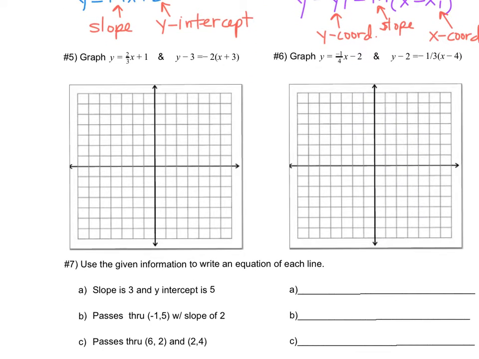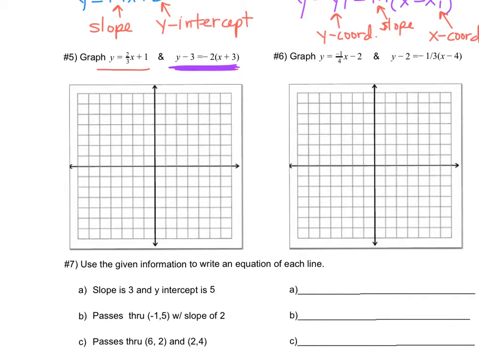So number 5 here, we're gonna graph two different lines on the same paper, on the same graph. So yours only has one line written in there. You're gonna wanna write this line in, and I'm gonna color code them since there's two on the same graph. I'm gonna do the first line in red and then the second line in purple. Okay, so if you're a color coder like I am, you can do that.